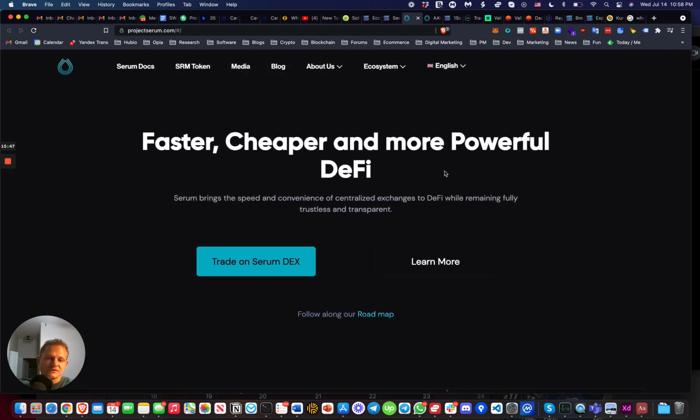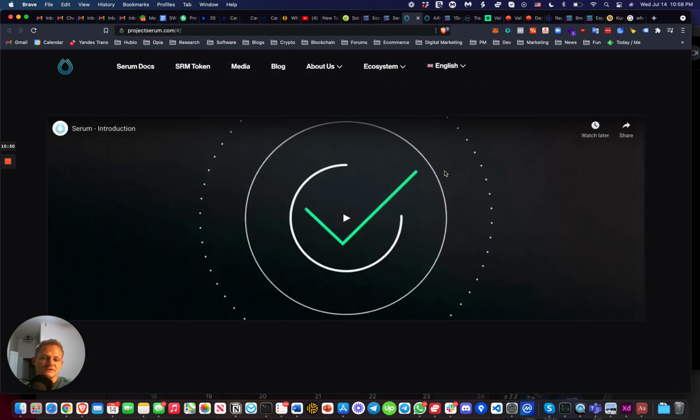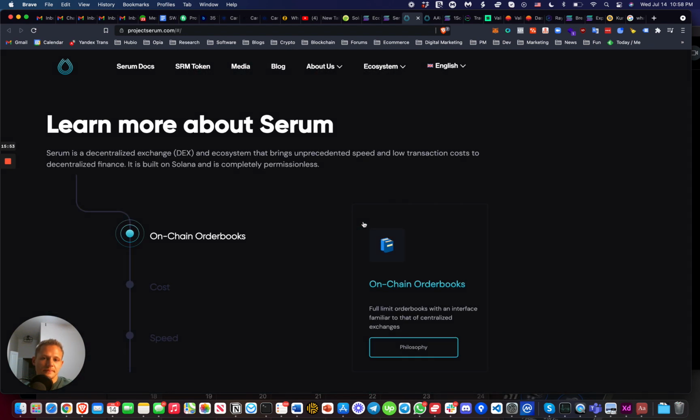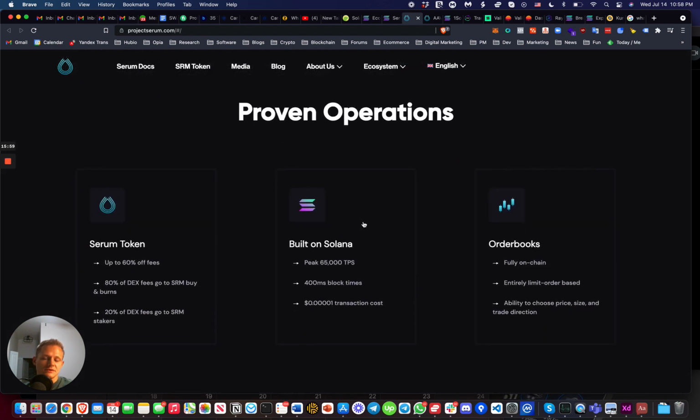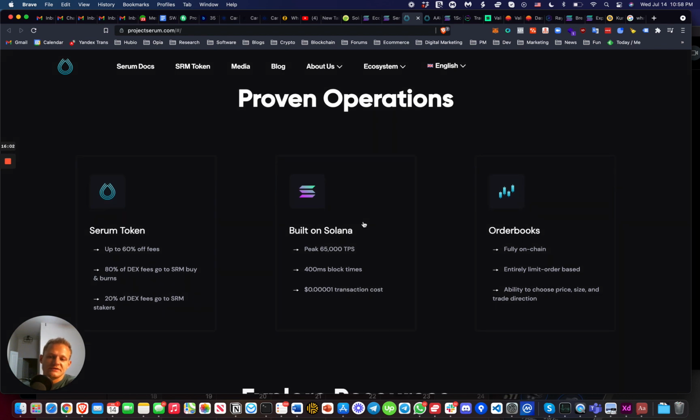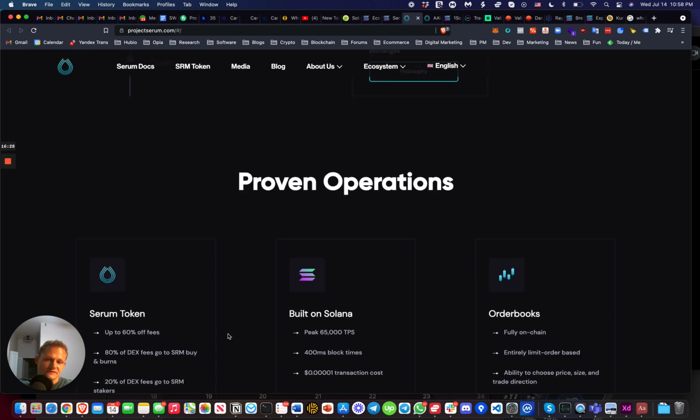Serum brings the speed and convenience of centralized exchange to DeFi. Fully trustless and seamless. On-chain order books. Serum token gives up to 60% off fees. 80% of DEX fees go to Serum buy and burns. This is a lot of fees that they are putting into, essentially not redistribution, but in order to increase the price of Serum. 20% of DEX fees go to SRM stakers. It's very impressive.